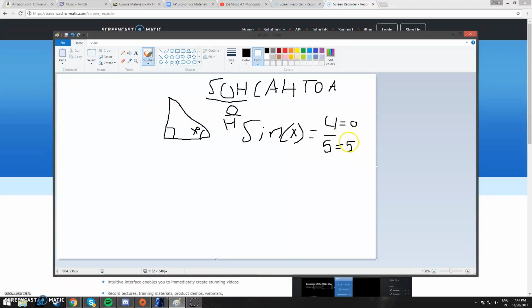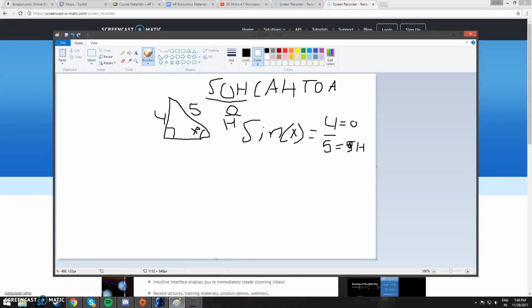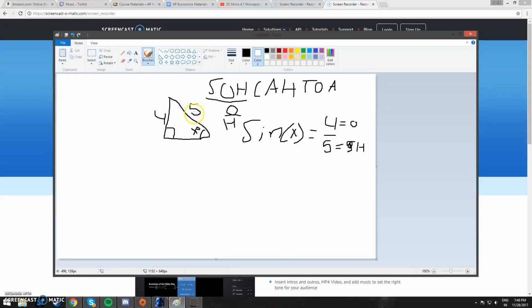Oh, that's supposed to be h. So our opposite is 4, and our hypotenuse is 5. If you then do, what's it called, Pythagorean theorem, this side should be 3.